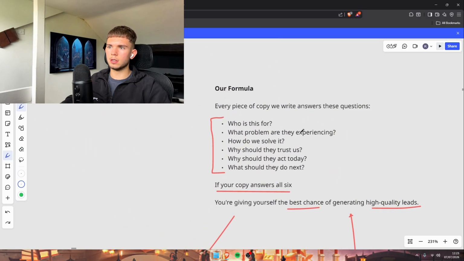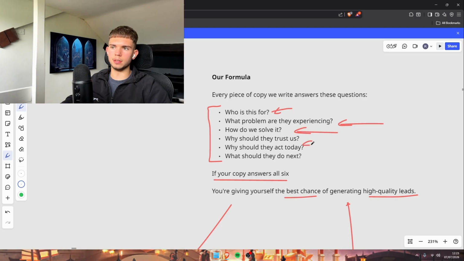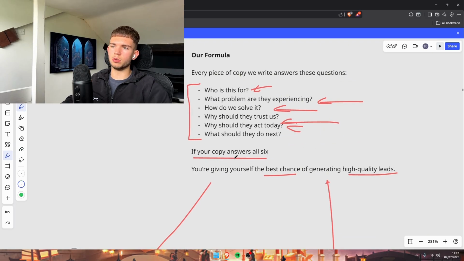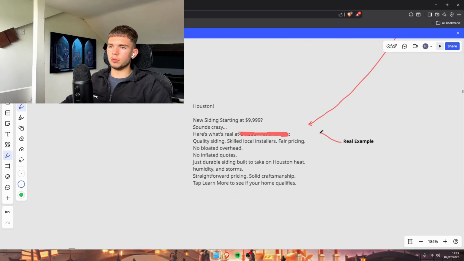Now, the formula. Every piece of ad copy we write answers these questions. Who's it for? What problem are they experiencing? How we solve it? Why should they trust us? Why should they act today? And what should they do next? So if your copy can answer all 6, you're giving the best chance that you possibly can for yourself to generate high quality leads. So this is a real example of one of our clients' ad copies.